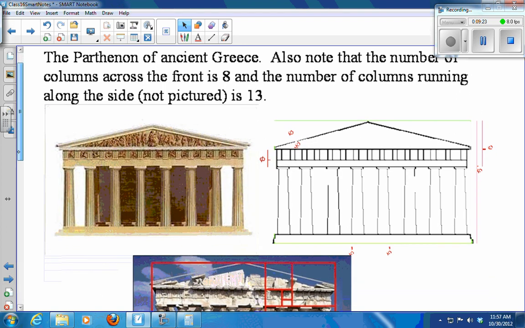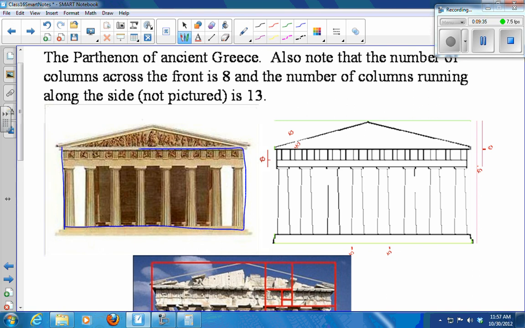The Parthenon of ancient Greece shows the golden ratio all over the place. If you look at this rectangle, actually I think it includes the roof. Go up like that. This rectangle. If you do length divided by width, you get the golden ratio.